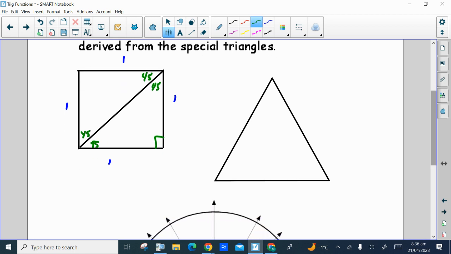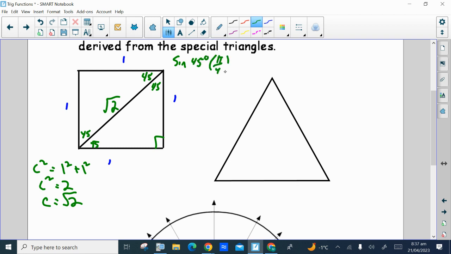The hypotenuse can be found by using Pythagorean theorem. So c squared will equal 2 and c will equal root 2. And so from this we can state the sine of 45 degrees, which is pi on 4 radians. That is 1 over root 2. And if we rationalize that, it will be root 2 over 2.